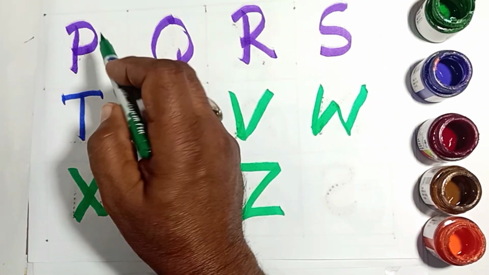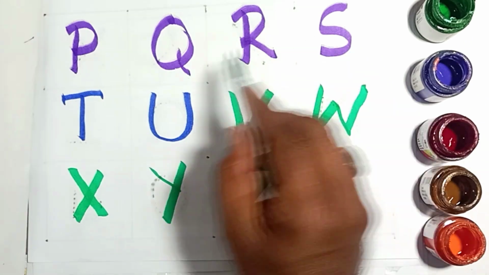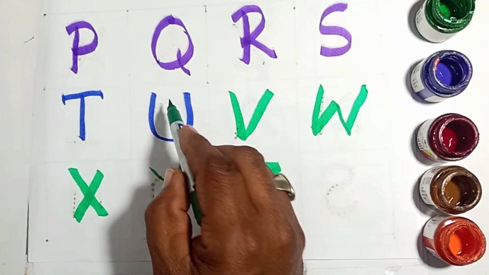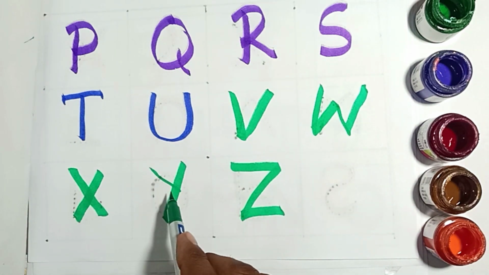Once again I am repeating P, Q, R, S, T, U, V, W, X, Y, Z.